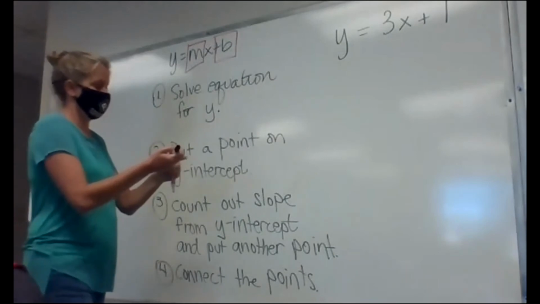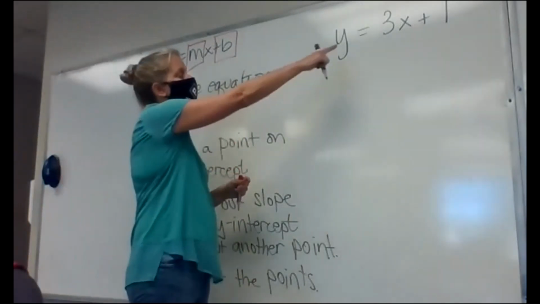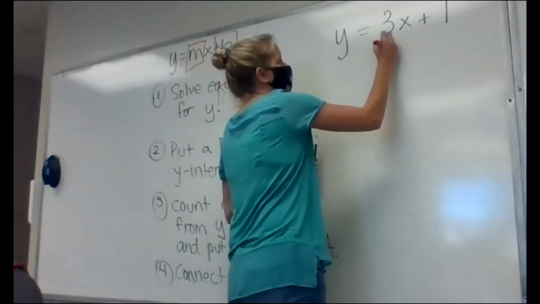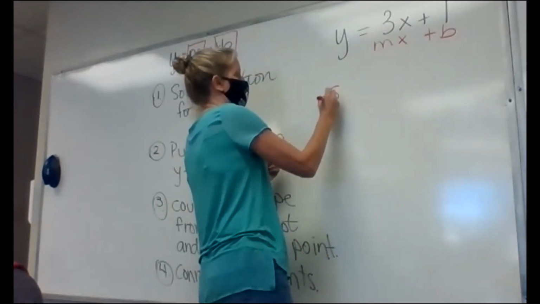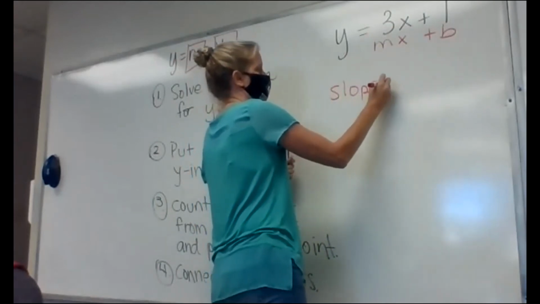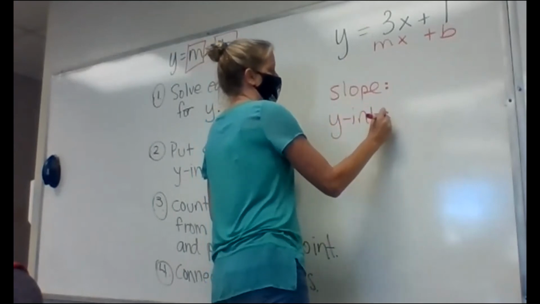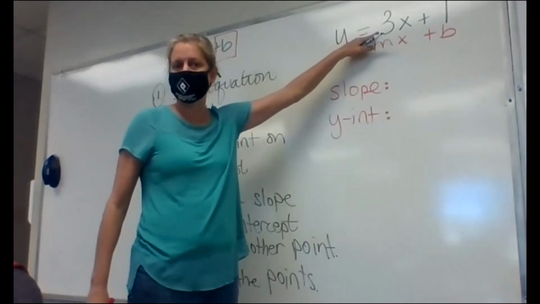Step 2, put a point on the y-intercept. So when I'm looking at this equation, if this y is by itself, here's my mx plus b. So let's just say I need to know 2 things. I need to know the slope, and I need to know the y-intercept. What's the slope of this line? What's hooked onto the x?